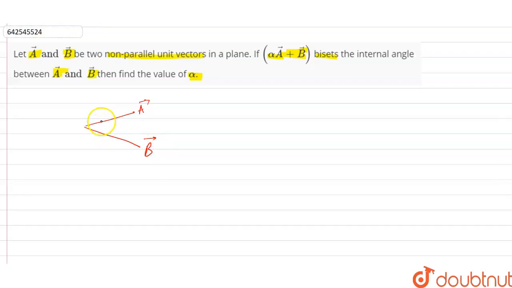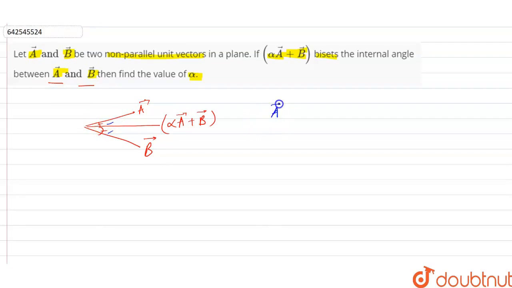So we can say this is the angle between A vector and B vector, and it is saying that it bisects. Bisect means it divides it into two equal parts, therefore these two parts will be equal. The bisector is given by alpha A vector plus B vector. This bisects the internal angle between A vector and B vector. So according to this, these two angles are equal.